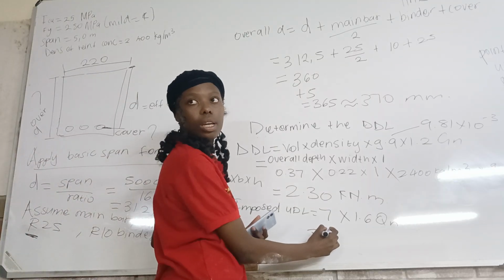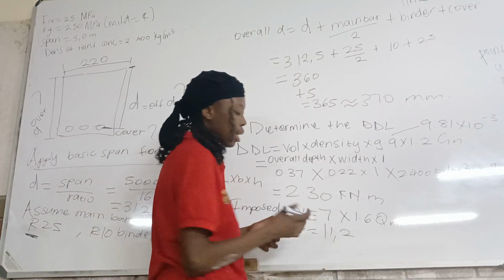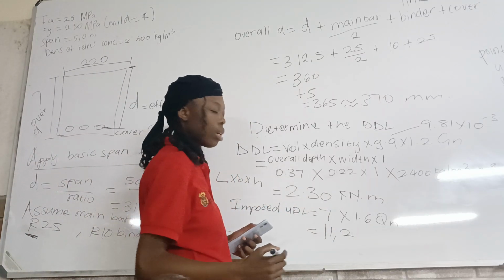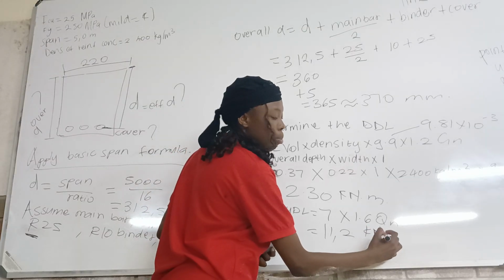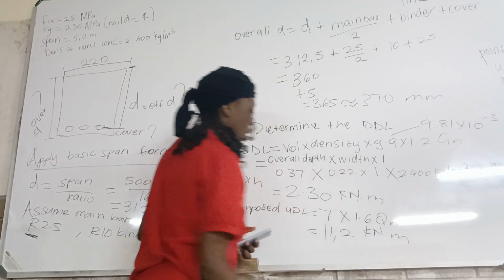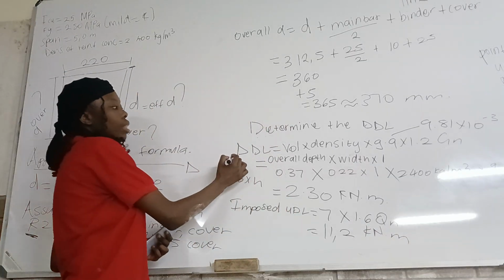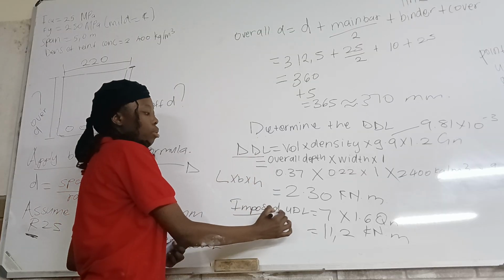That gives 11.2, SI unit kilonewton per meter. Now we've calculated the DDL, and we've calculated the imposed UDL.